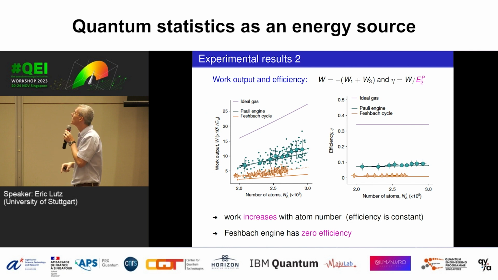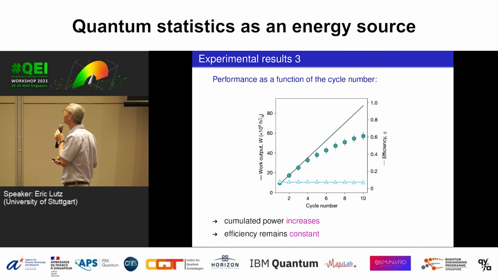Let's go back to this difference between change of statistics and just change of interaction. I'm going to compare this Pauli engine and this Feshbach cycle, where we change the distance between two atoms in the molecule, but we don't go so far that we change the statistics. So this still produces a little bit of work. However, if you look at the efficiency, you basically get 0. So if you don't change the statistics, you have a little bit of something and almost nothing. So the effect I'm showing here is basically related to a change of the statistics. That's the message on this slide.